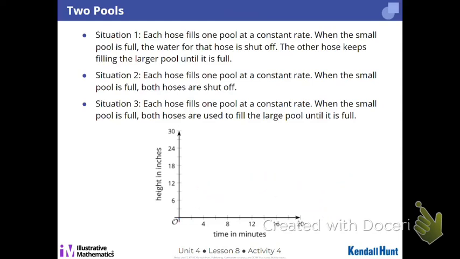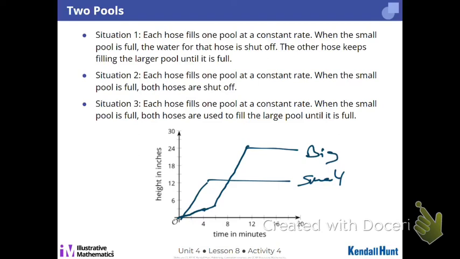In the third situation, again, the small one's filling up to the 15, right? I think I got this one right. The large one then would be less, and I'm just exaggerating this. And then what happens? They stick that hose in the other one, and then theoretically, twice as fast technically, the big one can fill faster.